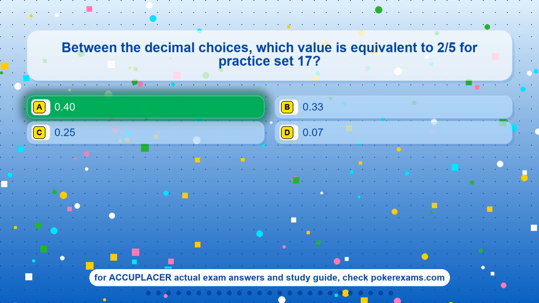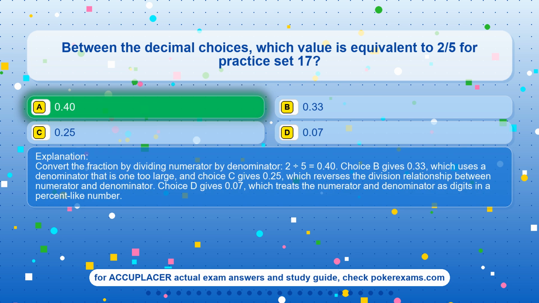The correct answer is option A, 0.40. Convert the fraction by dividing numerator by denominator. 2 divided by 5 equals 0.40. Choice B gives 0.33, which uses a denominator that is 1 too large, and choice C gives 0.25, which reverses the division relationship between numerator and denominator. Choice D gives 0.07, which treats the numerator and denominator as digits in a percent-like number.